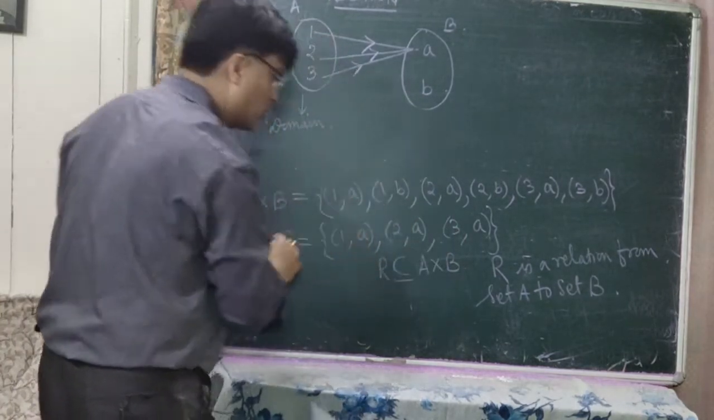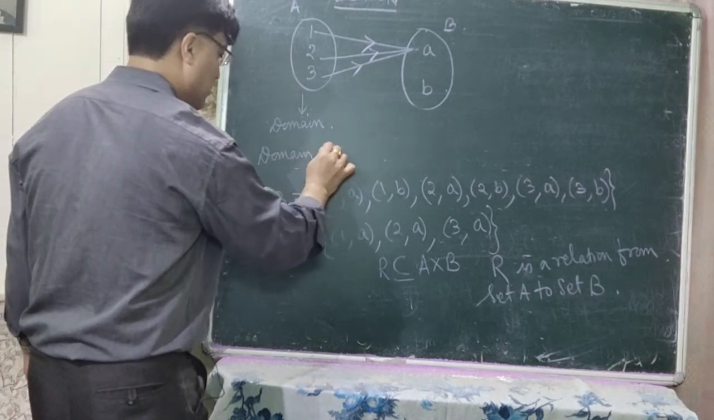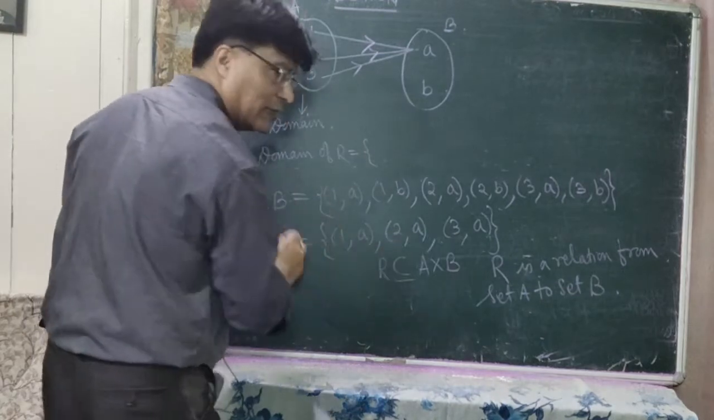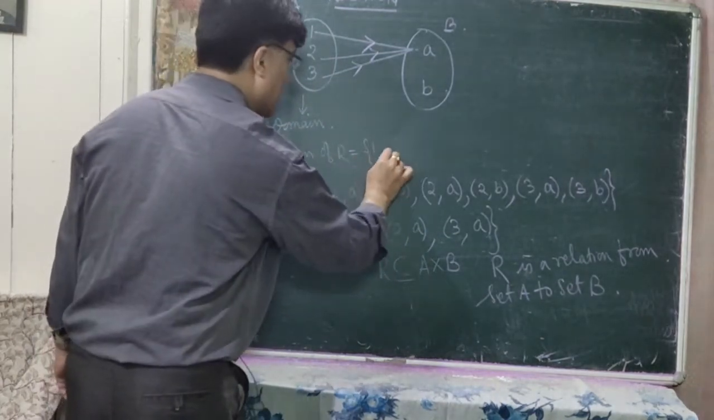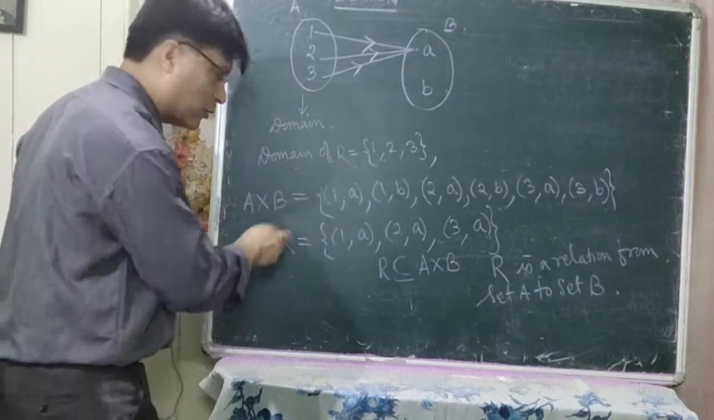The first element denotes the domain. So what is the domain of R? The domain of R is equal to 1, 2, 3. The first element denotes the domain. That is 1, 2, 3. Right?